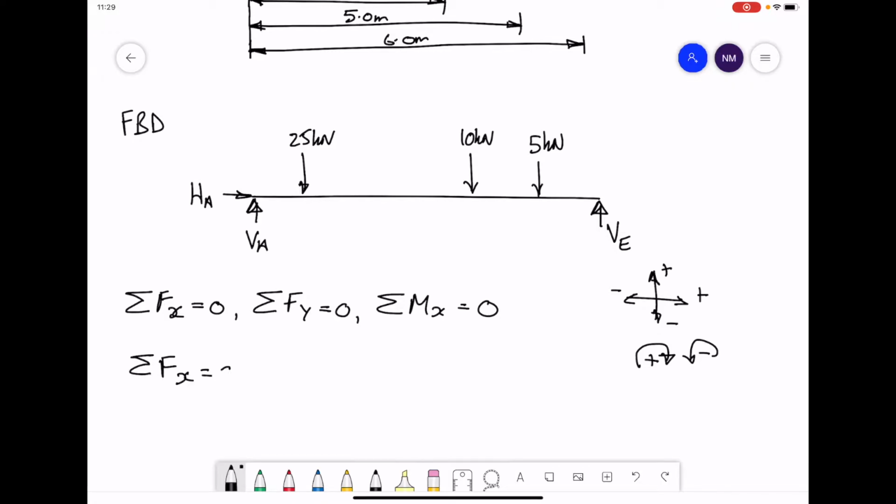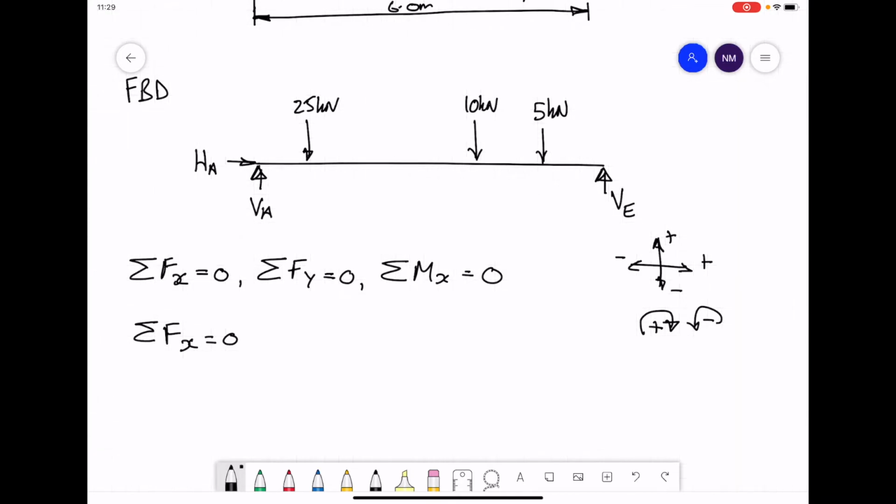Taking the first of our equilibrium equations, all the forces in the x direction must add up to give you 0. We only have one horizontal force, it's HA, it's positive, pointing to the right hand side. For equilibrium, it must add up to give you 0, therefore your first reaction, HA, is a value of 0.